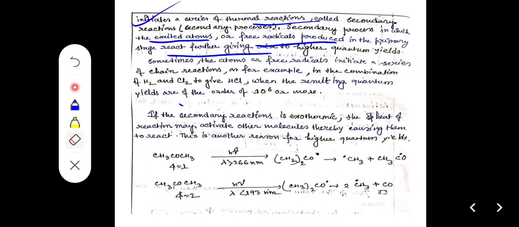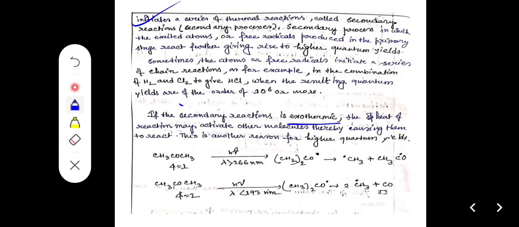The first reaction where the radical is produced is the primary reaction, and the series of reactions that follow are termed secondary reactions. Sometimes atoms or free radicals initiate a series of chain reactions, for example in the combination of H2 and Cl2 to give HCl, where the resulting quantum yield is 10 to the power 6 or more, an unexpectedly high value.